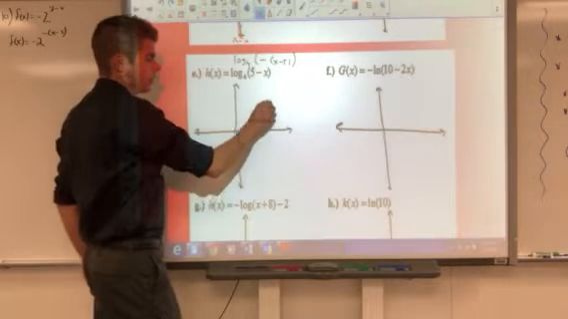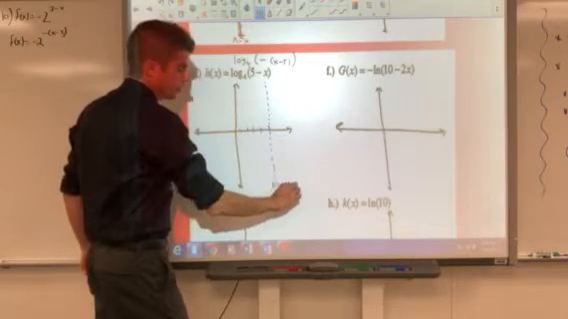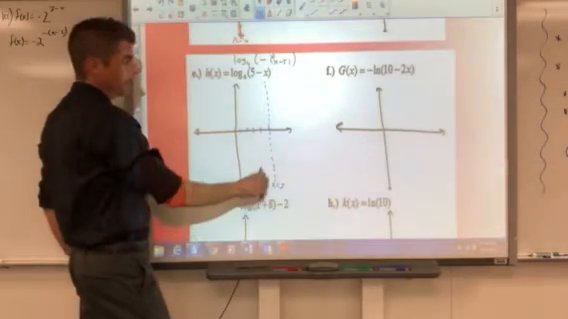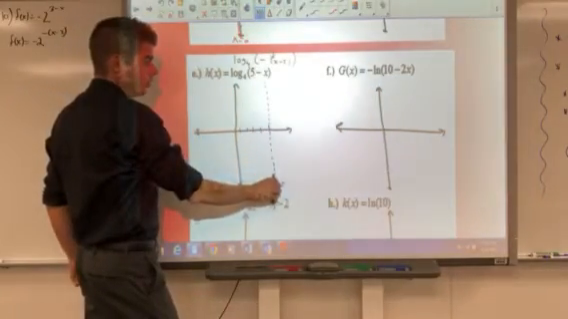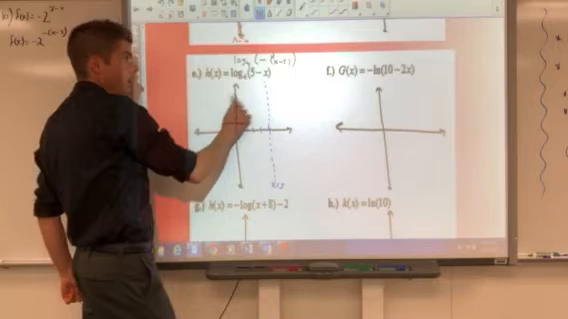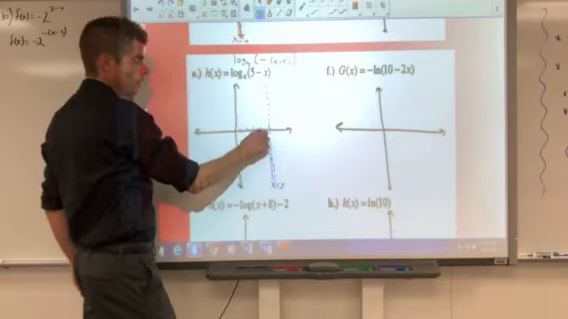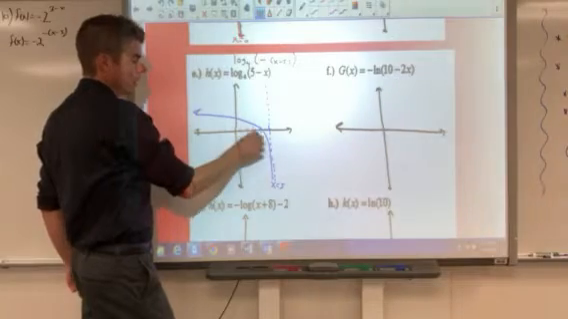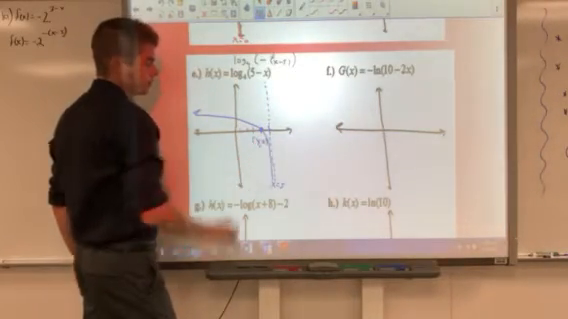So here's my vertical asymptote at x equals 5. And again, normally the log shape is this. I'm going to go up and to the left because of that reflection. And label this point is 4, 0.